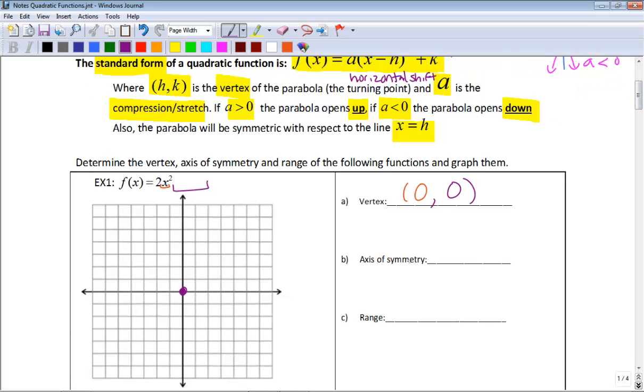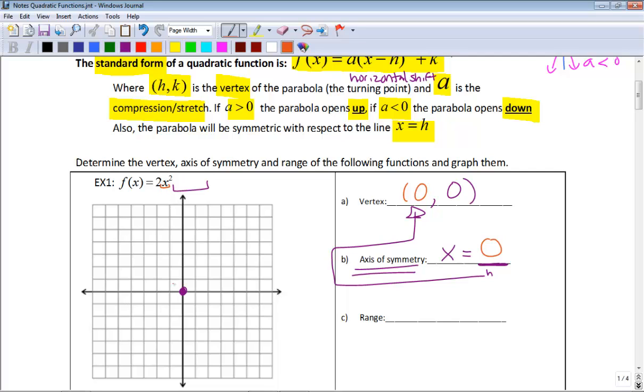Then it asks me for the axis of symmetry. Well, the axis of symmetry is always the equation of the line x equals something. And the something that it's going to equal is h. So what is the h value for our particular graph? Well, that is 0. So the axis of symmetry for this particular function is x = 0. In order to find the range, we should graph the picture. So let's go ahead and graph the picture.